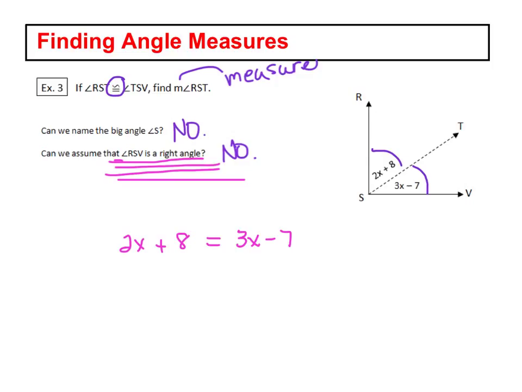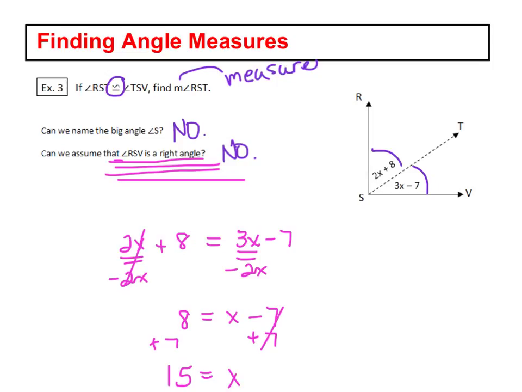So when you solve your equations, first you notice we've got x's on both sides. Let's get those together. So we can subtract 2x from both sides. Leaves us with 8 is equal to x minus 7. And then getting the x alone, we're going to add 7 to both sides. So we have x is equal to 15.